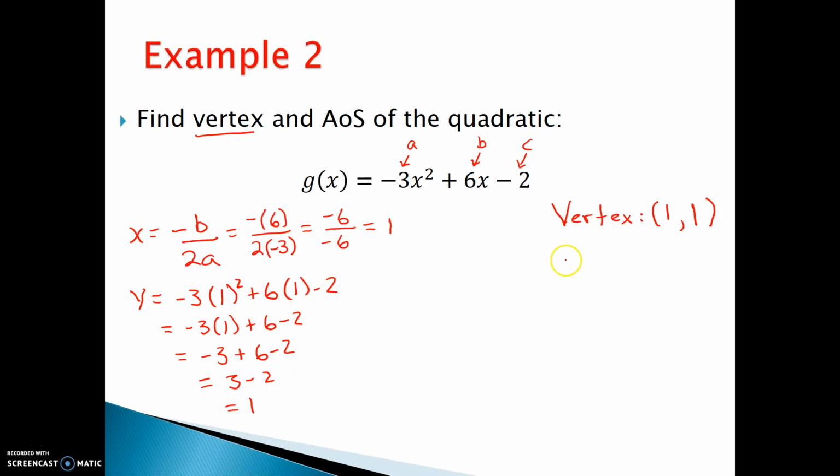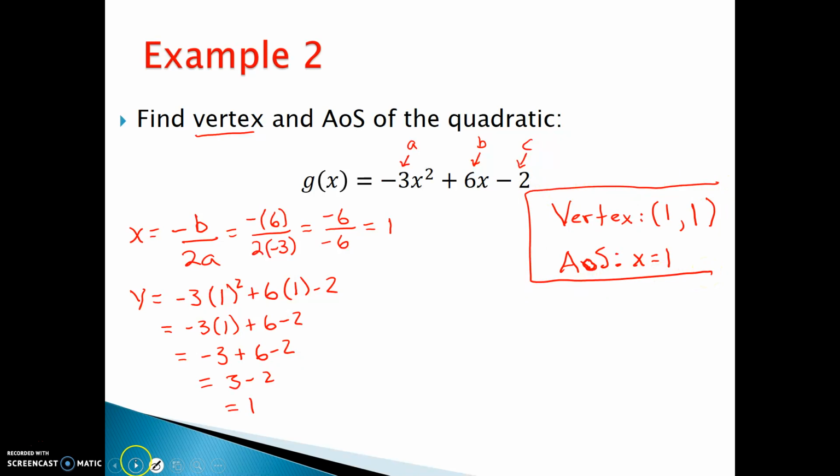And how do we quickly find the axis of symmetry? My AOS, we always want to write it as x equals, and this is coming from the x value of my vertex, not the y, but the x. So this is going to be x equals 1. All right, that's what you want to box in.